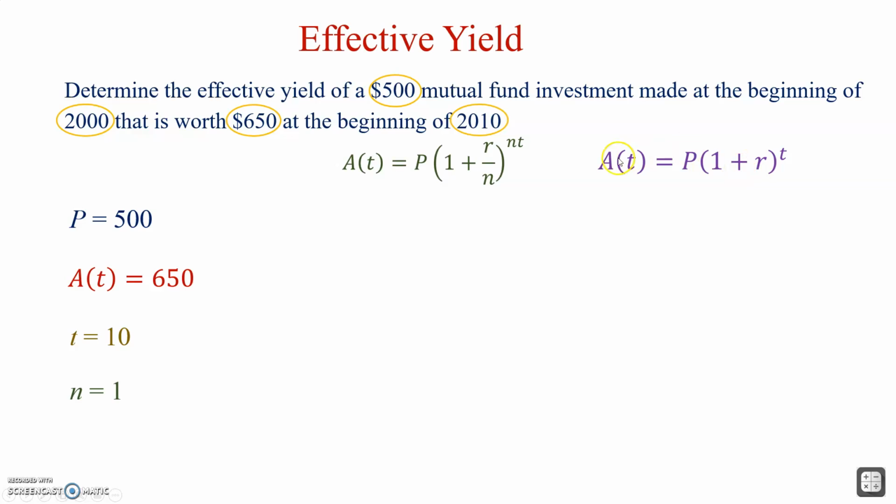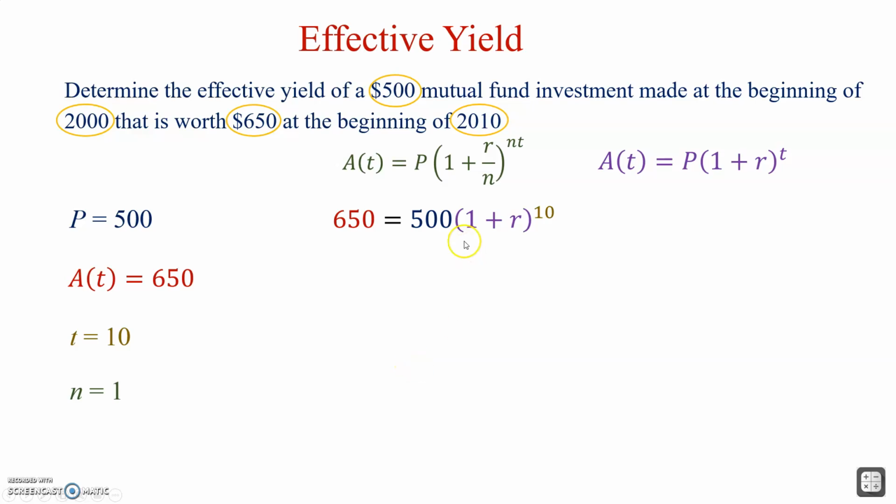And that being the case, that converts this formula to our effective yield formula. If N was 1, R over N would just give us R, and then 1 times T is T. So we simply substitute this into the formula. There's the 650, which was the A of T, the amount after time has passed, the original 500, and there's our time, 10 years.